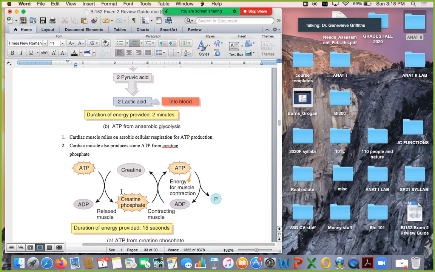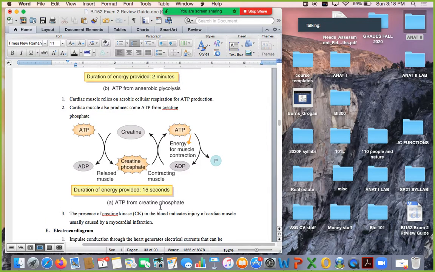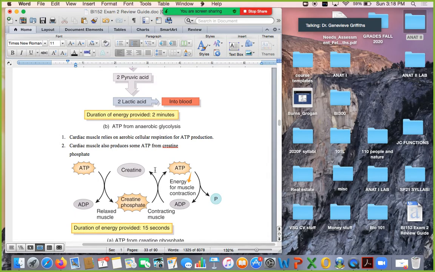And then when we need contraction, that creatine phosphate is going to get converted back to creatine, and the local ADP molecule can then turn into ATP for a quick ATP use for a very short duration of energy, about 15 seconds till we have depleted our creatine phosphate reserves. So if we have creatine kinase in the blood, that means that we probably have injury to our cardiac muscle, which usually indicates that we've had a myocardial infarction or a heart attack, right?